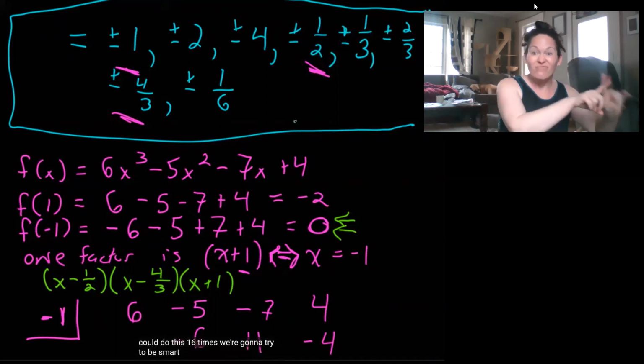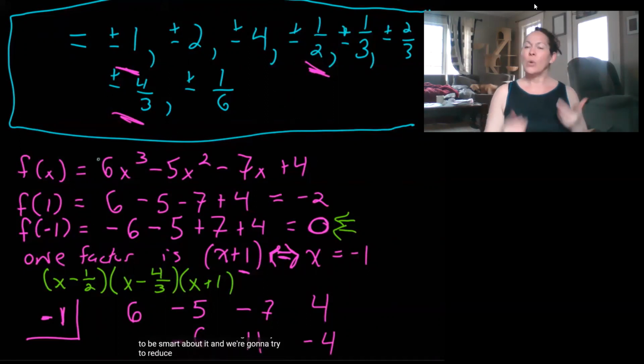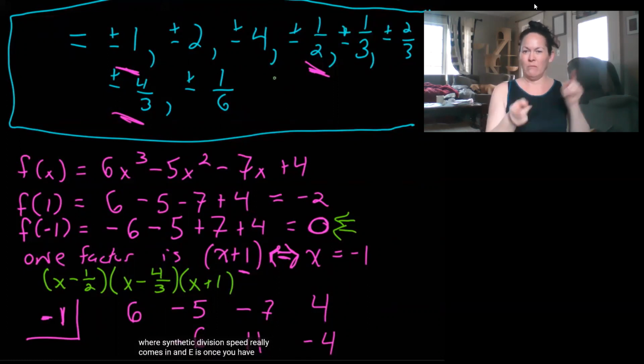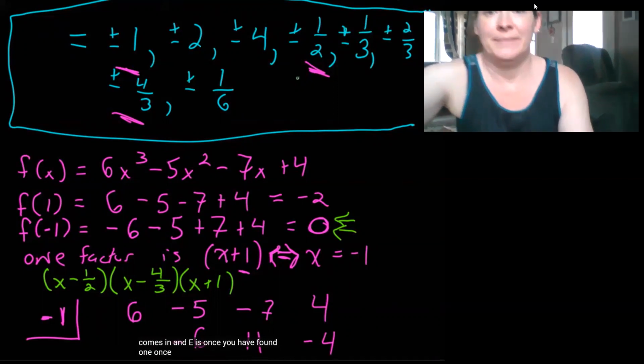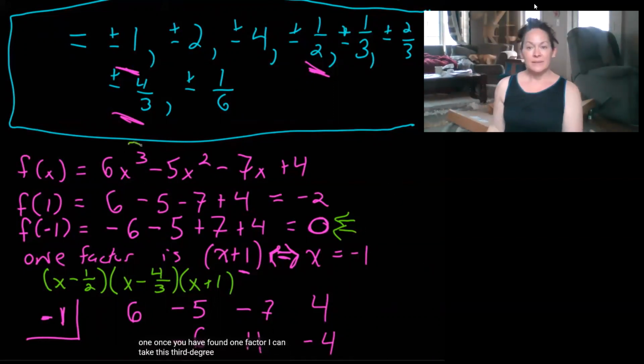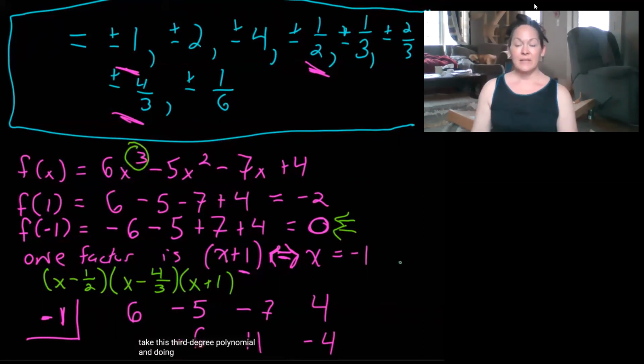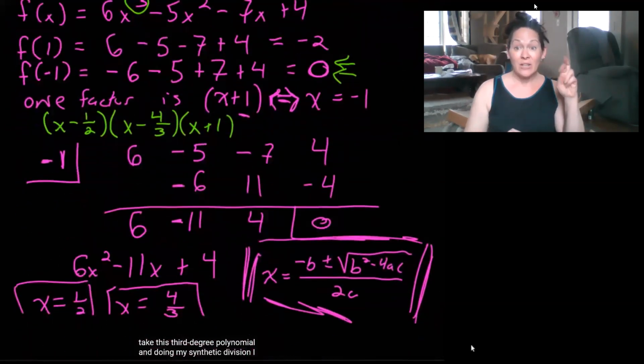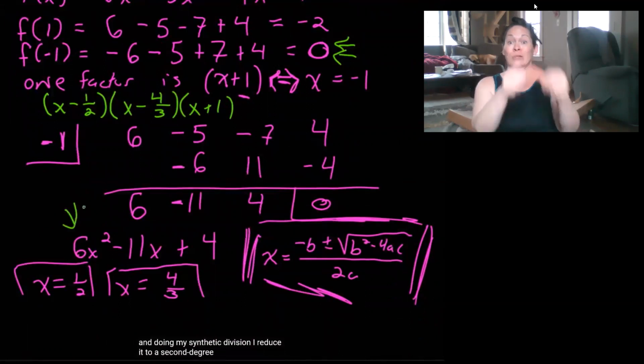We're going to try to be smart about it, and we're going to try to reduce our polynomial. And this is where synthetic division speed really comes in handy. Once you have found one factor, I can take this third degree polynomial and, doing my synthetic division, reduce it to a second degree polynomial.